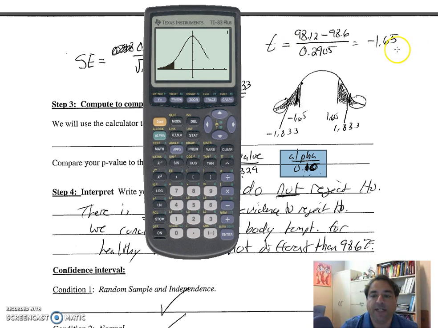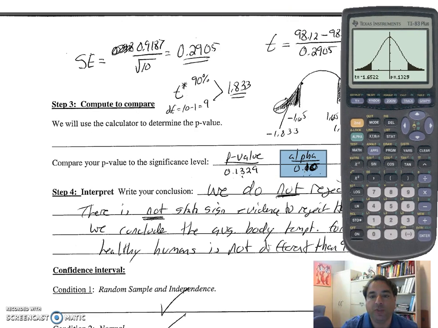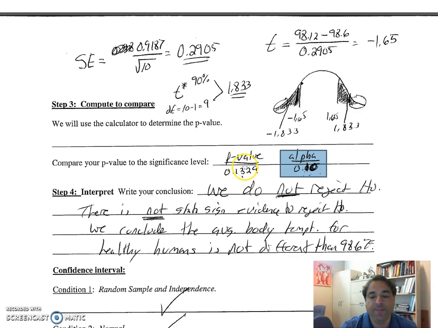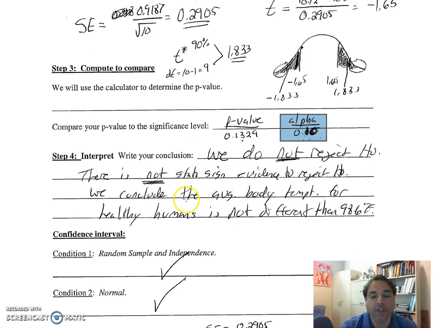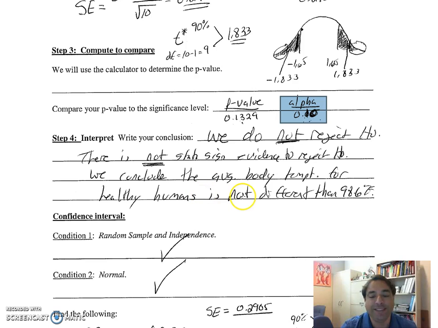We got t of negative 1.65. They give a t of negative 1.65 as well, with a p-value of 0.1329. So that's where the p-value came from. Our p-value is not smaller than alpha. So we do not reject H0. There is not statistically significant evidence to reject H0. We conclude that the average body temperature for healthy humans is not different than 98.6.